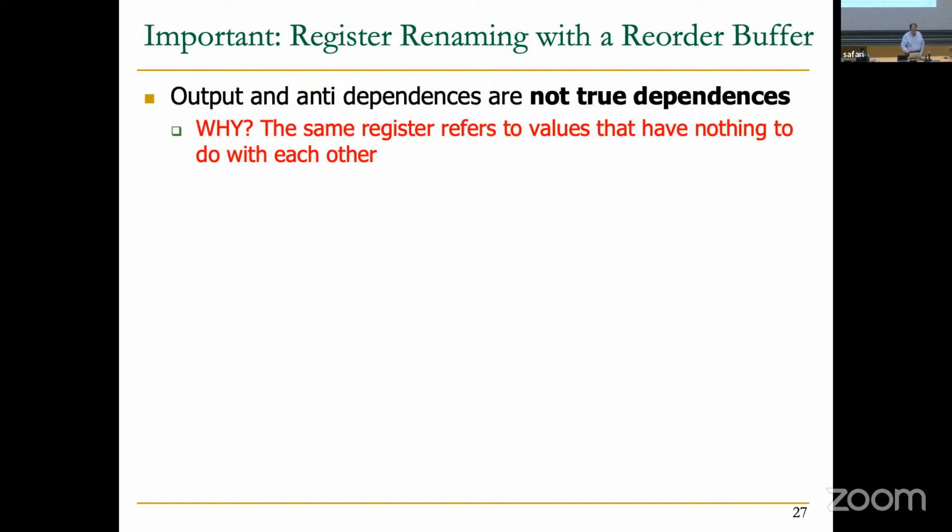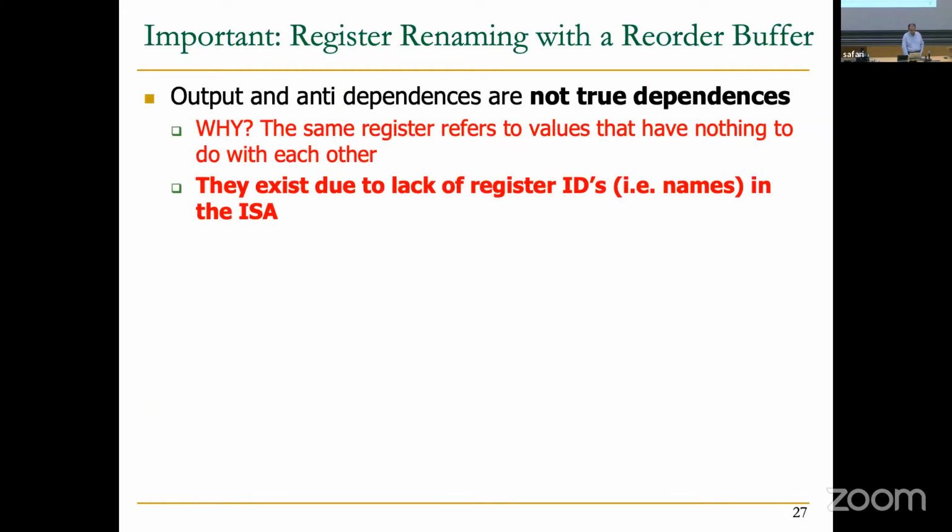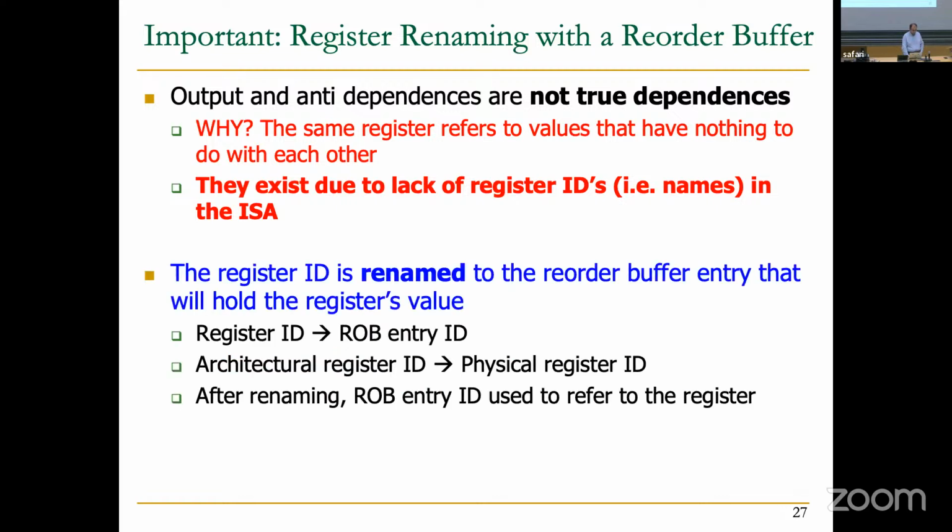So, as I said, output and anti-dependencies are not true dependencies, because the same register refers to values that have nothing to do with each other. And they exist due to the lack of register IDs or names in the ISA. So what we do is rename the register ID to the reorder buffer entry that will hold the register's value. So the register ID gets the ROB entry ID, and the architectural register ID gets the physical register ID. And after renaming, the ROB entry ID is used to refer to the registers.